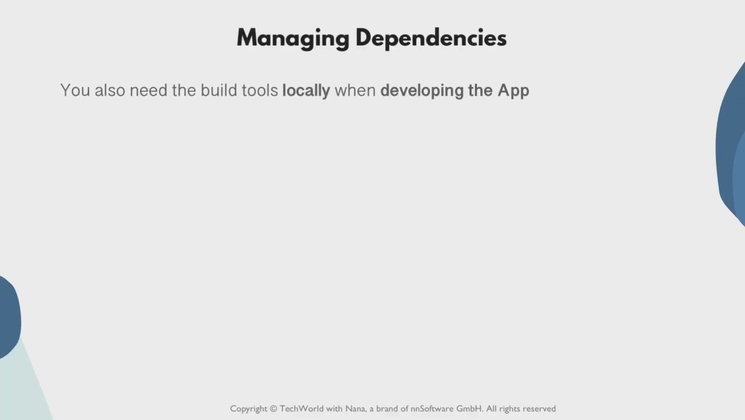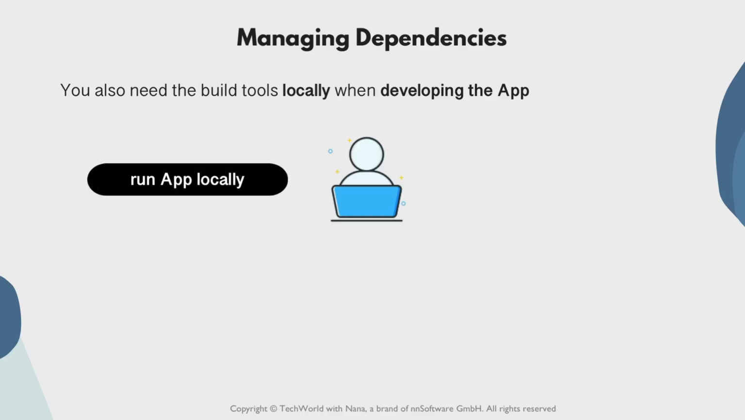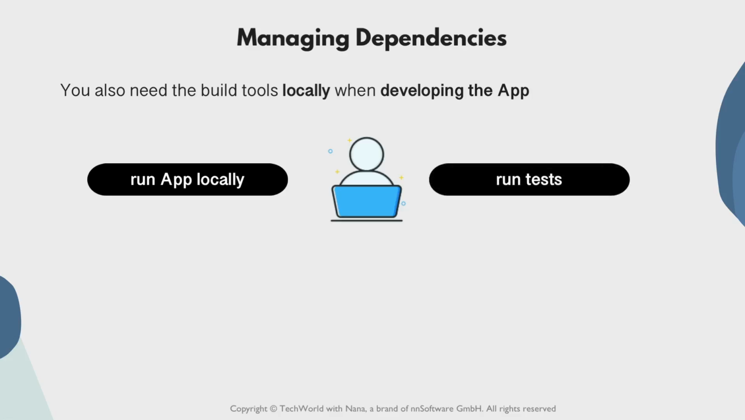Note that you will need these build tools also when you're developing an application locally, not just for building an application once you're done developing, because you need to run the application locally as well, right? So you need those dependencies to be installed before you run the application locally. These tools also have commands to execute tests, for example, to run the tests locally, as well as publish an artifact to an artifact repository, and so on.